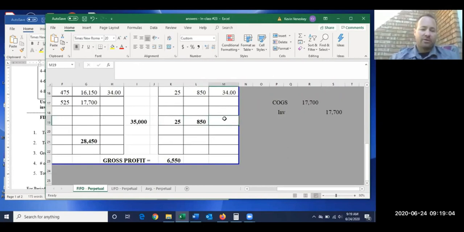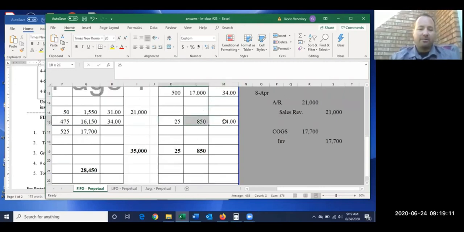The price per unit is 34 bucks. I didn't really need to put that on this one because I already have it up here in my actual. So this is just my final answers for number 4 and 5. That's why they're in bold. Okay.